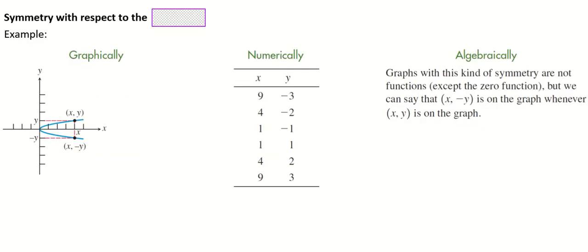There's also symmetry with respect to the x-axis. Not much to elaborate on here. Numerically, you would see certain things in a table if there was symmetry to the x-axis. Algebraically, graphs with this kind of symmetry are not even functions, except the zero function, y equals 0. But we can say that (x, negative y) is on the graph whenever (x, y) is.